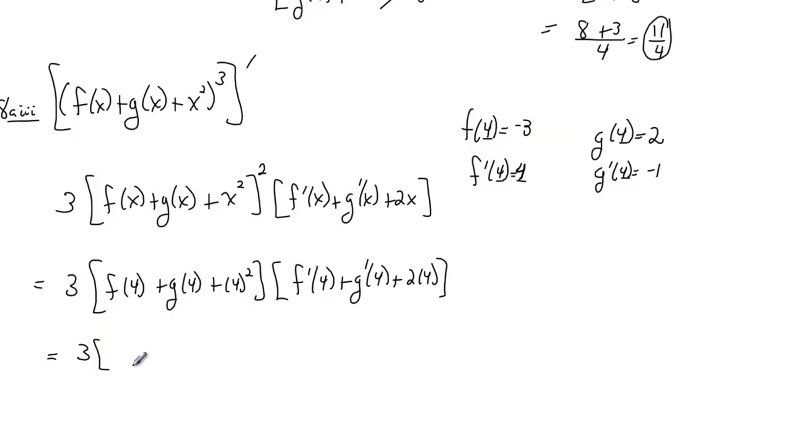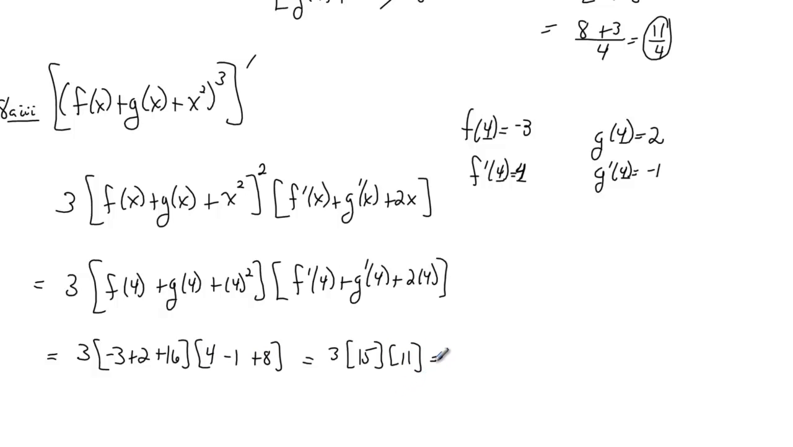F of 4 equals negative 3. G of 4 is equal to positive 2. Plus 4 squared gives you a value of 16. F prime of 4 is equal to 4. G prime of 4 is equal to negative 1, plus 2 times 4, which gives you a value of 8. Negative 3 plus 2 is negative 1. Negative 1 plus 16 is going to be 15. 4 minus 1 is 3, plus 8 is 11.